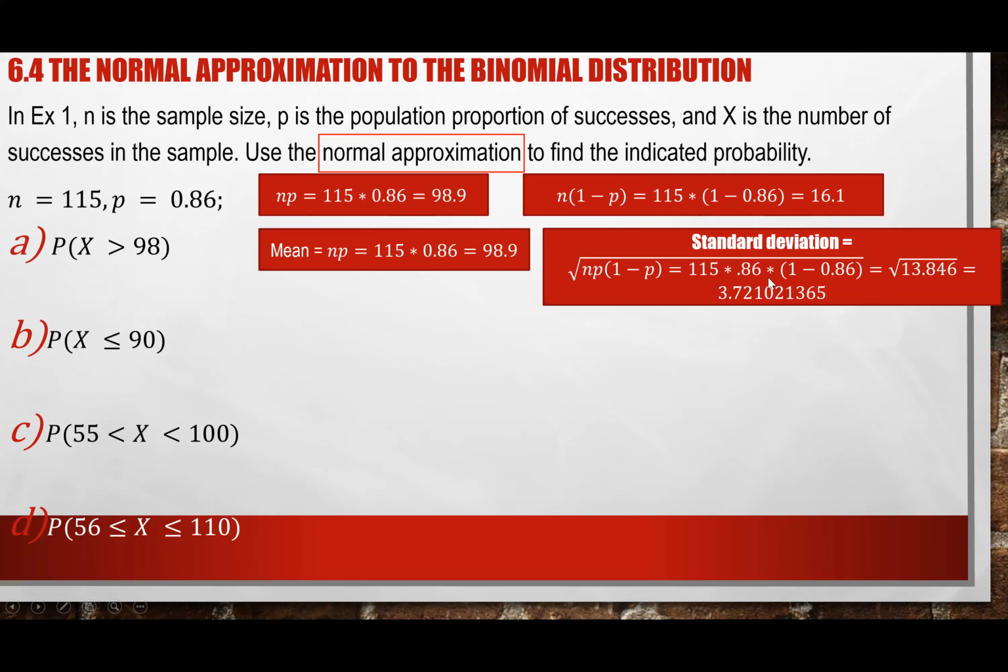Your standard deviation is the square root of n times p times 1 minus p, which is 115 times 0.86 times 1 minus 0.86. That gives me the square root of 13.846, which is 3.721021365. One thing I want to point out is, if you use the decimal, make sure you use a lot of decimal places, at least 6 or 7, or all of them if you can, okay? Because if you round and use 3.7, your answer will be a little bit off.